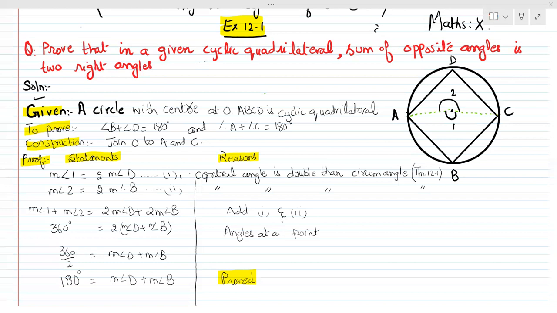And in this, there is a cyclic quadrilateral ABCD. And there are certain angles A, B, C, and D, and we have to prove that the sum of opposite angles is 180 degrees. So angle B plus D, we have to prove that it is 180 degrees, and angle A plus C, we have to prove that it is also 180 degrees.